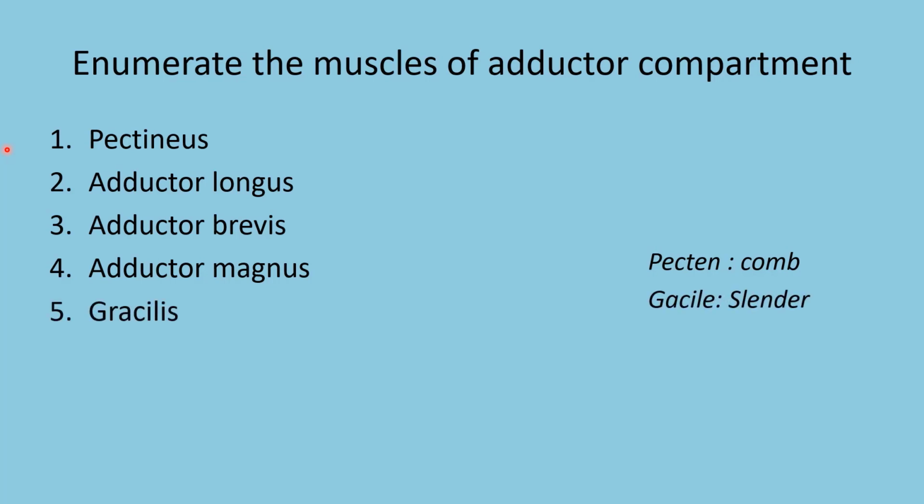Gracilis. The meaning is slender. This is a slender muscle which is the longest among the adductor group. Obturator externus. Though it is not a muscle of the adductor compartment, it is wise to mention it here as it is very closely associated with the adductor group of muscles.